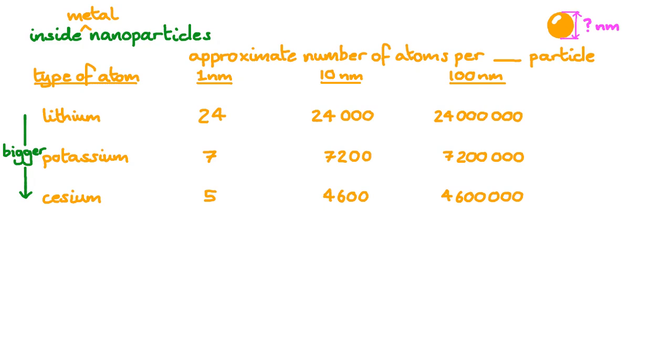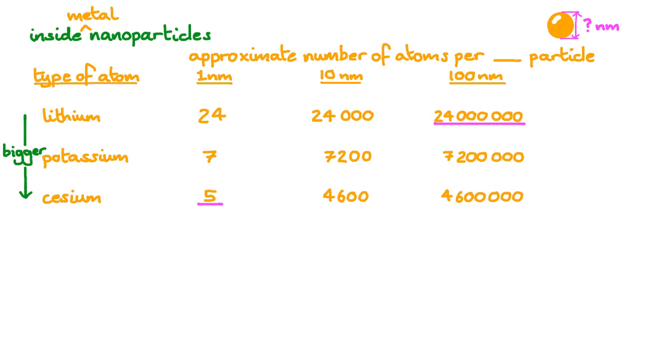But bear in mind, these are estimates based on how we see metal atoms fit together at larger scales. But what we can see is that nanoparticles can have very few atoms, like 5 atoms in a 1 nanometer cesium particle, or very many atoms, like 24 million lithium atoms in a 100 nanometer particle.